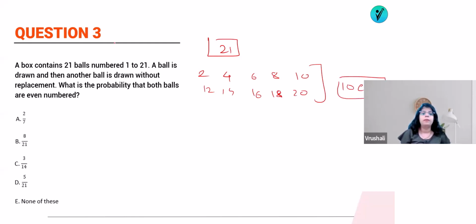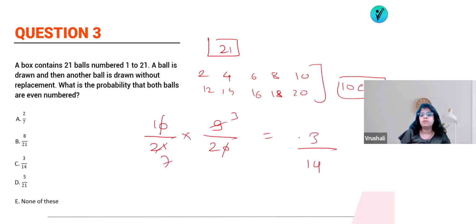So what will be the probability? We have to take 2 balls, right? A ball is drawn out and again another ball is drawn out. So out of 21, the initial probability will be 10 by 21. Without replacement means next time the remaining balls will be 20, out of which the even numbers will be 9. So what will be the answer? 0, 0 cancelled. 3 2s are 6, 3 7s are 21. So 3 upon 7 2s are 14, so it will be option number C.